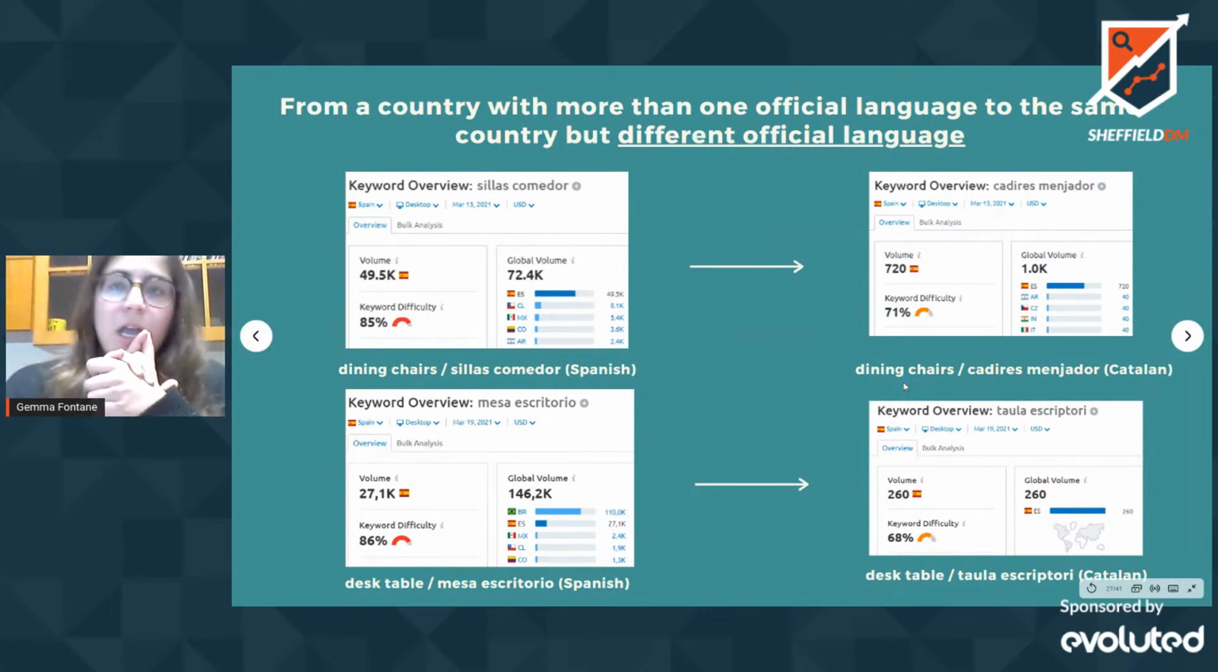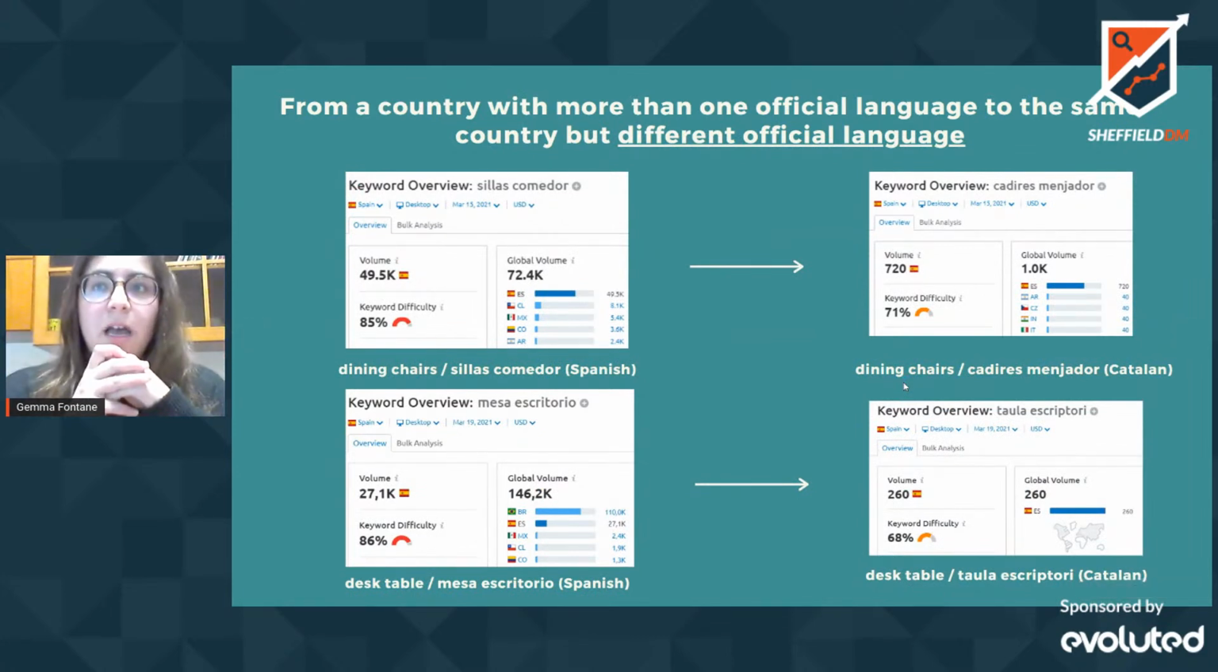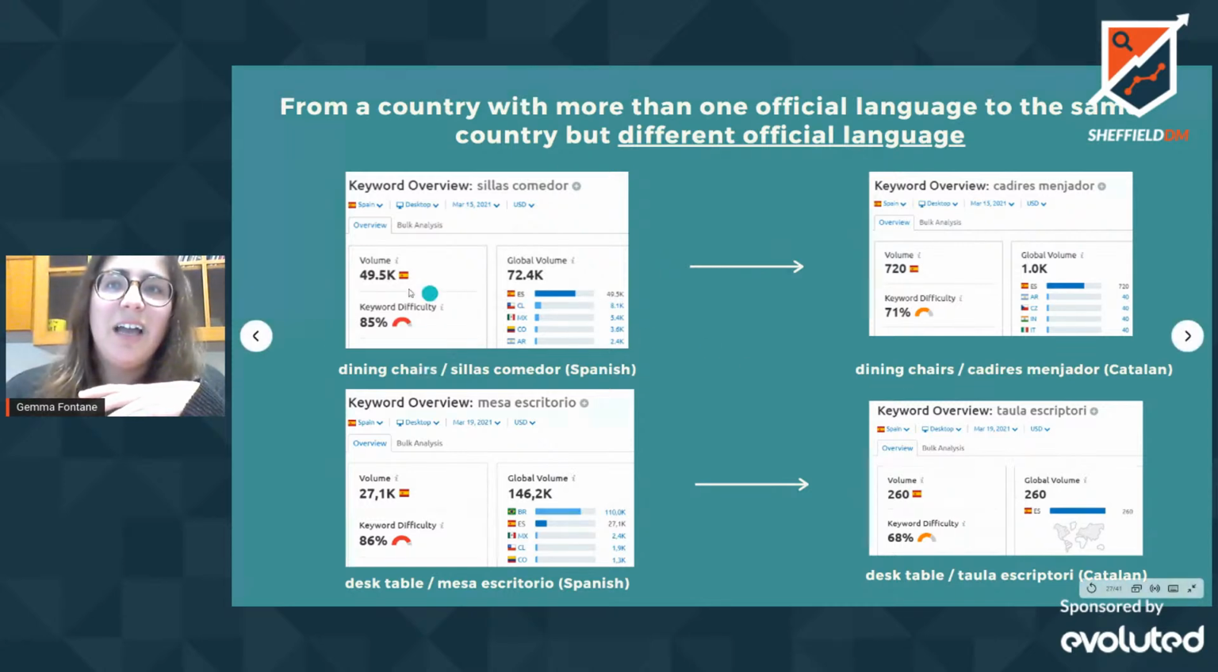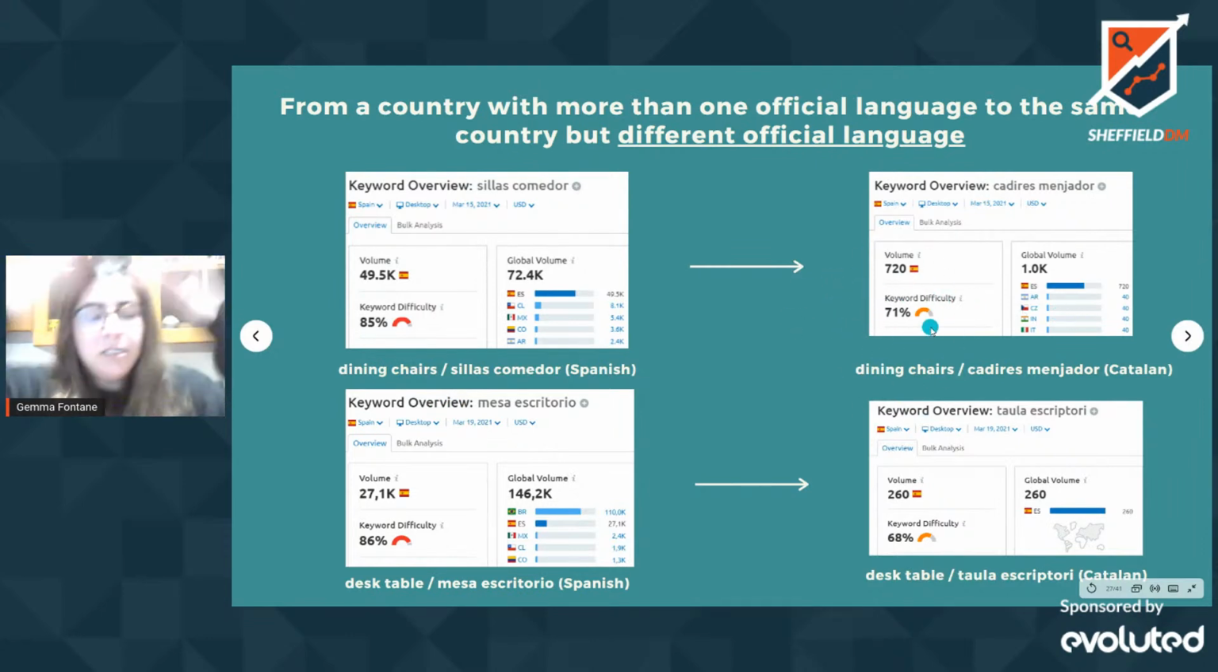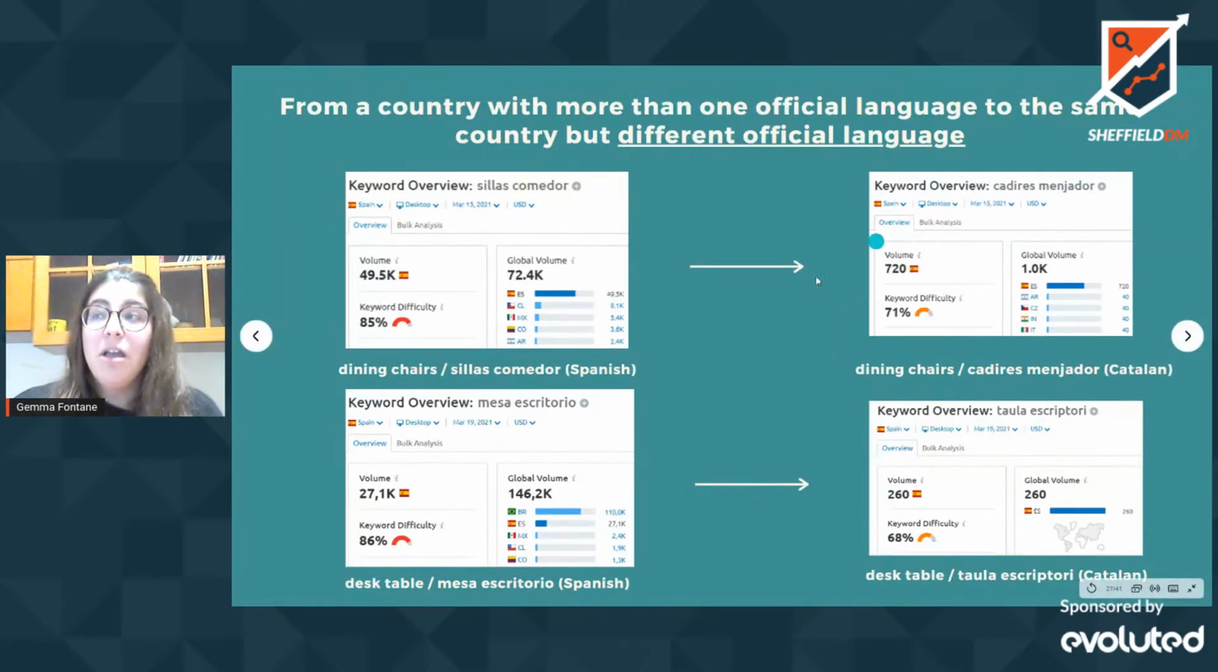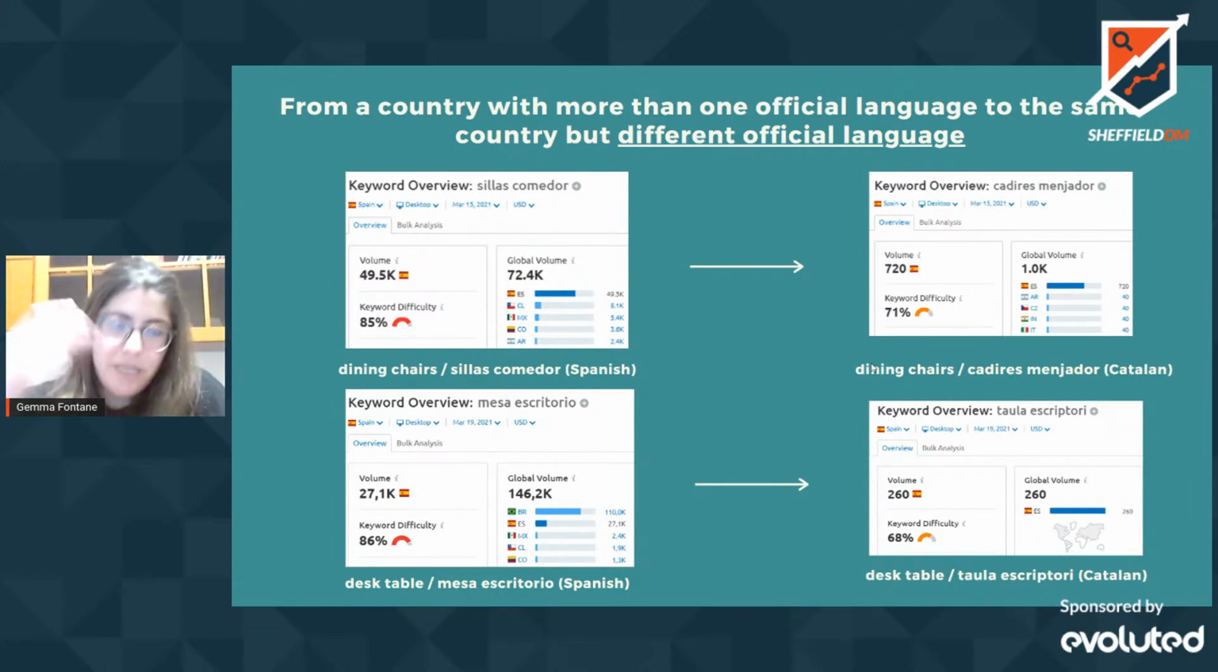Okay, and here we have some examples. For example, the concept "dining chairs" in Spain, in Spanish, has a huge competition, 85%. On the other side, if we look in Catalan, the competition is much lower. It's true we have fewer searches, but we have less competition. It will be a bit like a long tail keyword, working in another language in this case. Less volume, but less competition. So if we have big competitors, this can be a good option for us to use another language to reach our potential users and offer them this content.